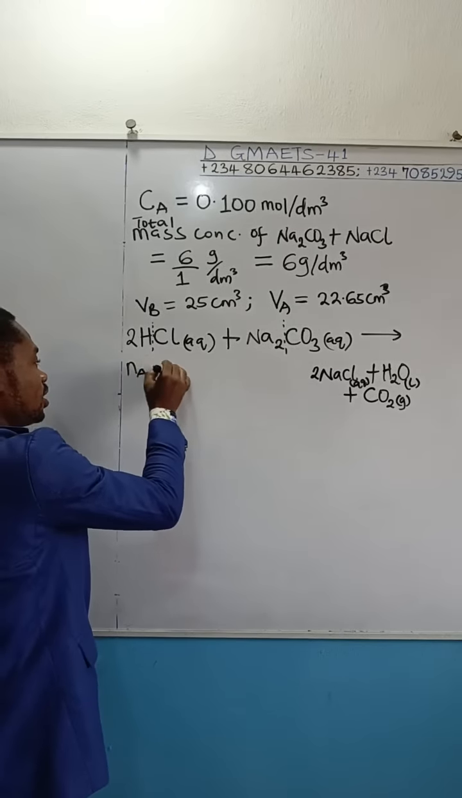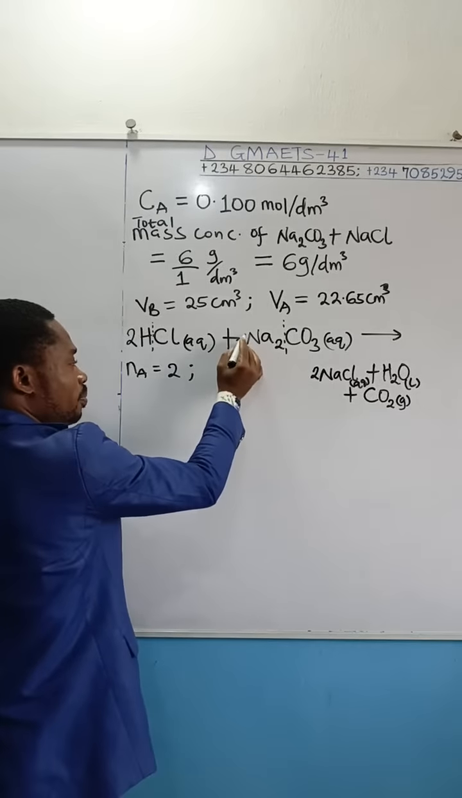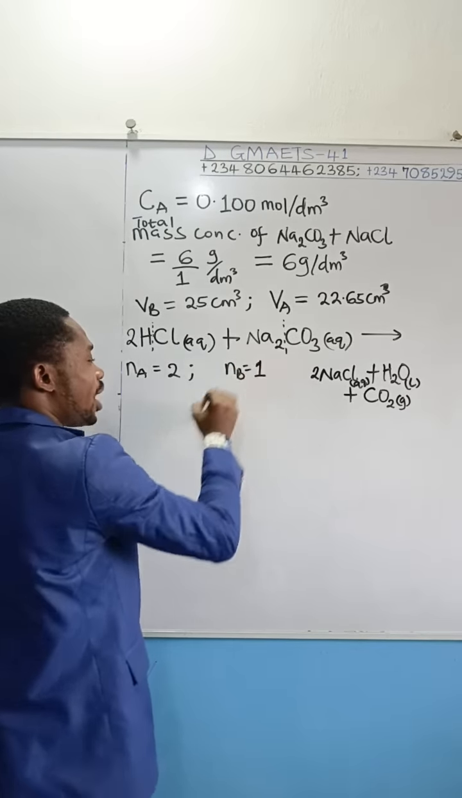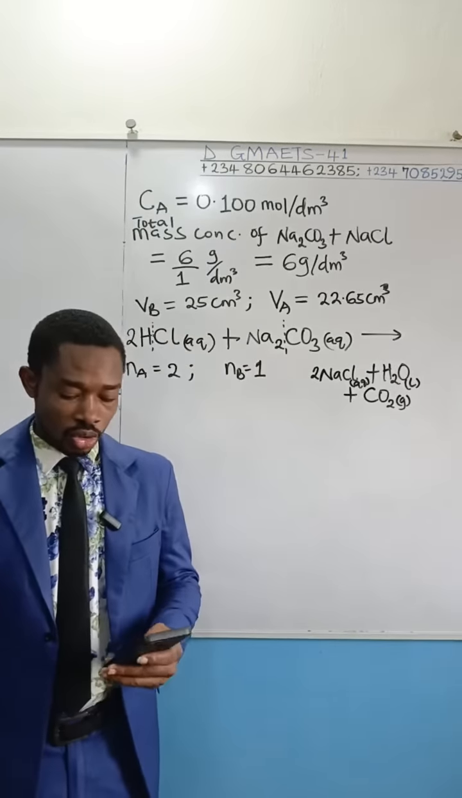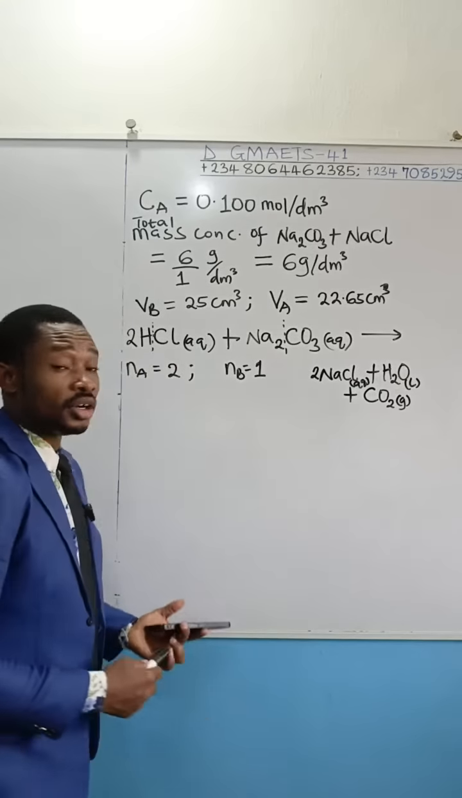Therefore, Na is equal to 2. And of course, this is the base. How many moles of the base do we have? Nb is equal to 1. So the mole ratio of acid to base is 2:1. And we are good to go.